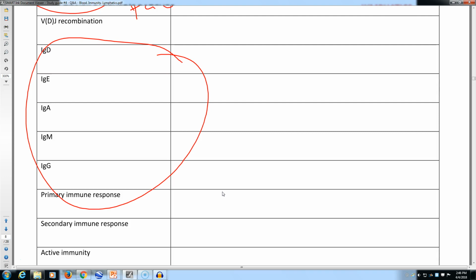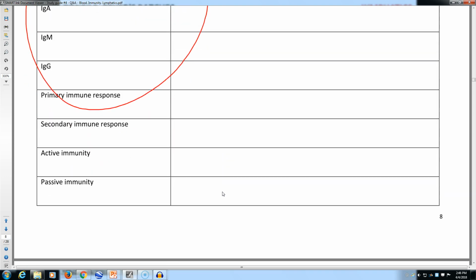Primary and secondary immune response. Secondary immune response is more robust, happens faster, because it involves memory cells that were formed during primary immune response. Okay? Primary immune response is when you first time are exposed to the pathogen. Active versus passive, artificial versus natural. You saw the question today? Something like that. Okay, I'm going to ask you this.